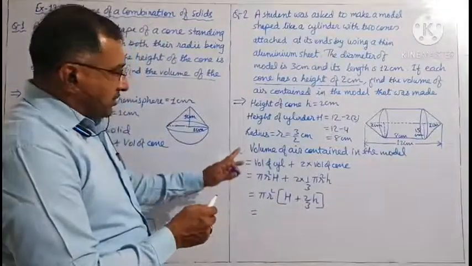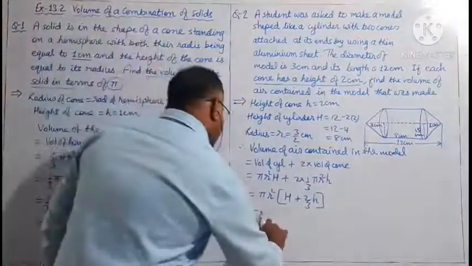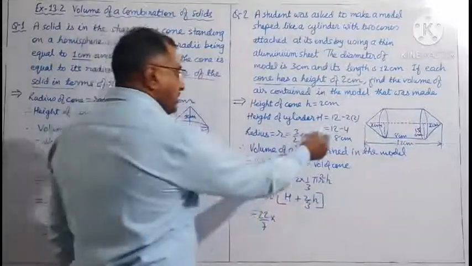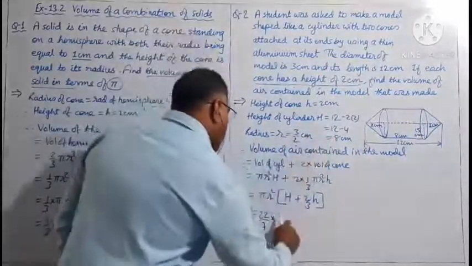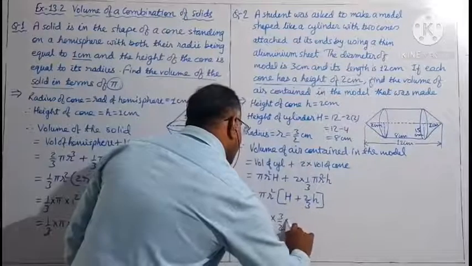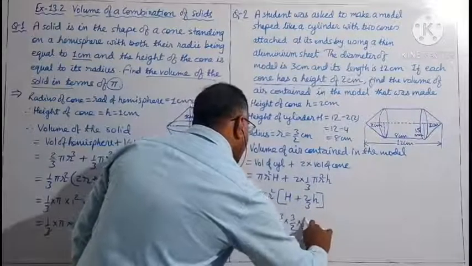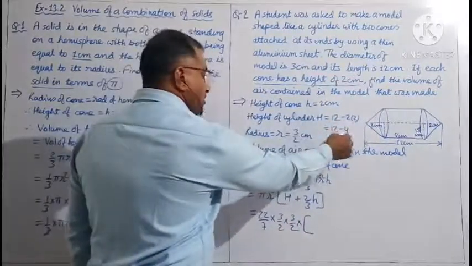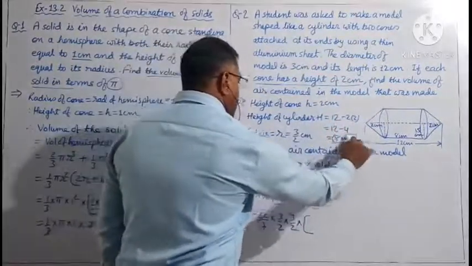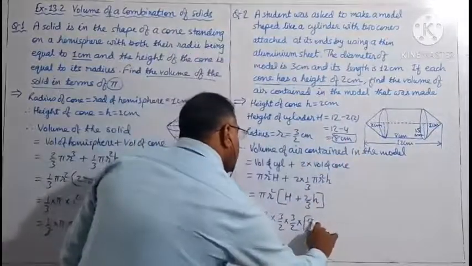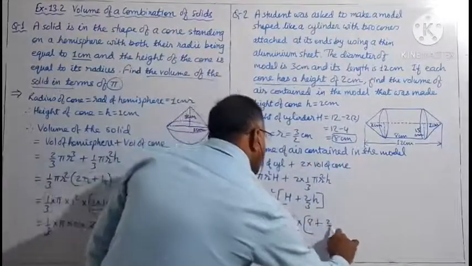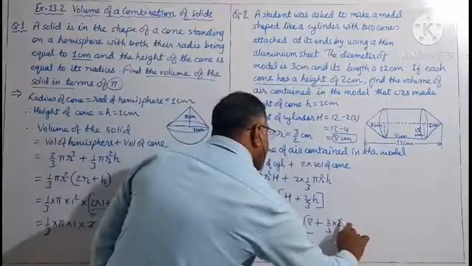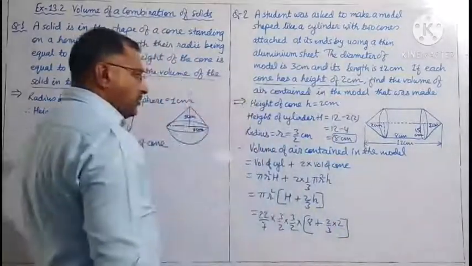Pi we have to take as 22 by 7. Radius r square, and the radius is 3 by 2. So 3 by 2 multiplied by 3 by 2 multiplied by, in bracket, height of the cylinder 8 centimeter, plus 2 by 3 times the small height, that is height of the cone, 2 centimeter.